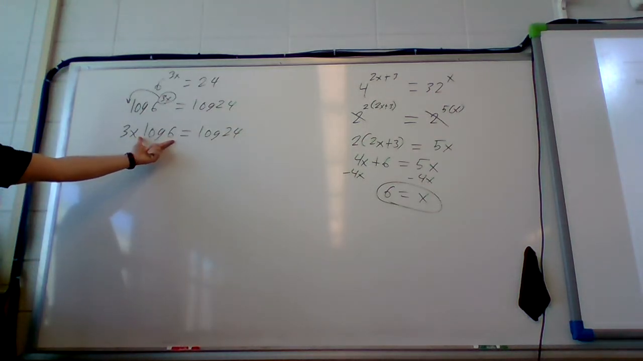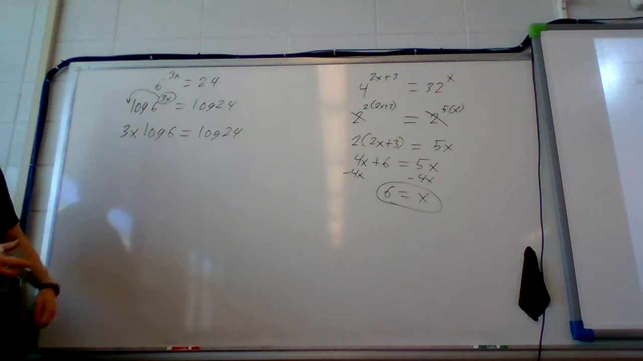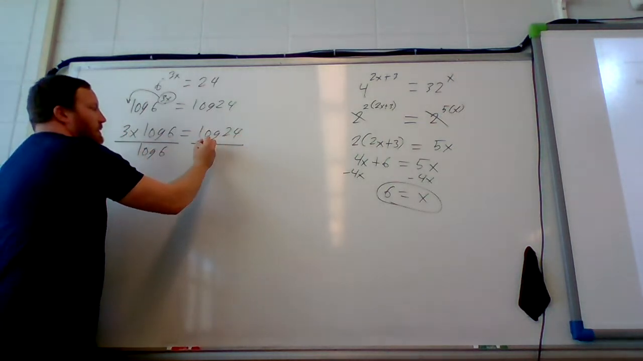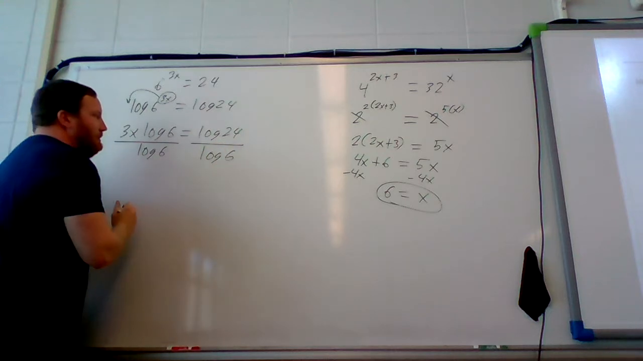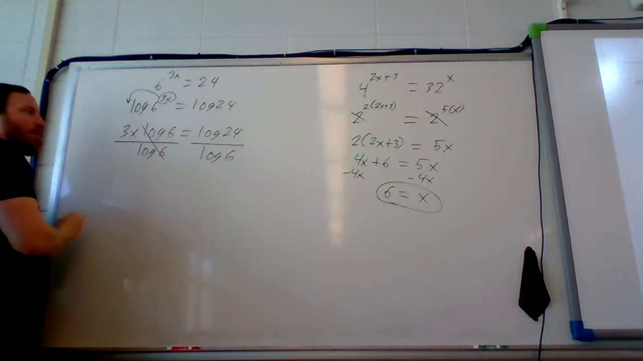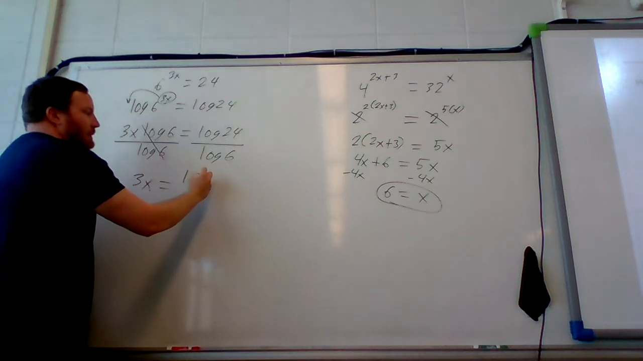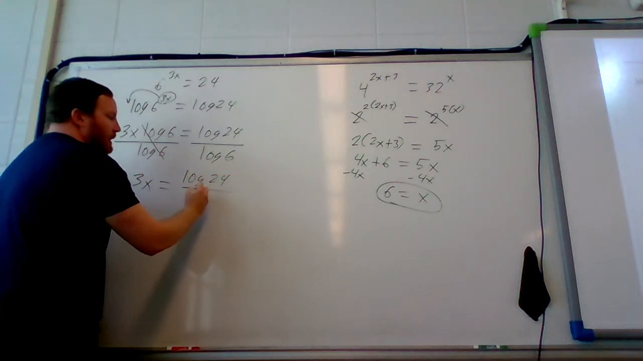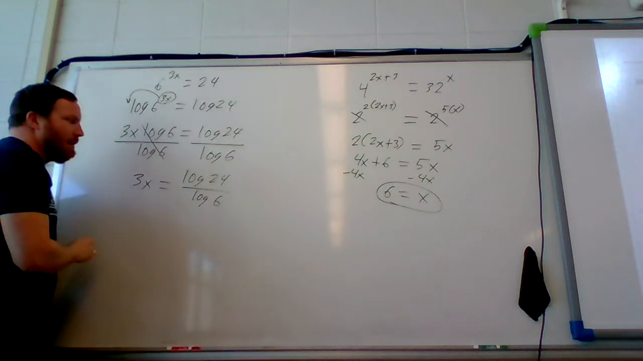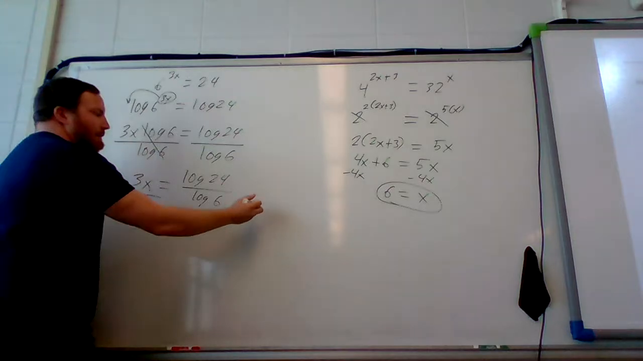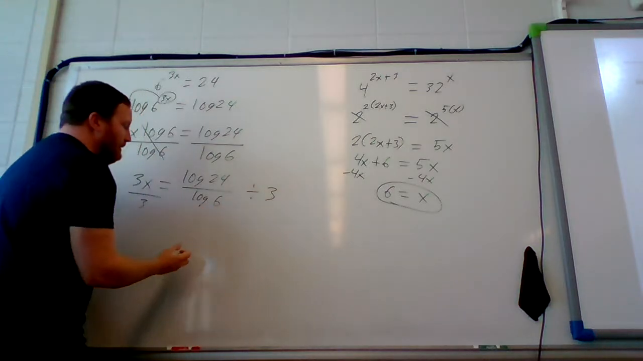We want to get rid of this logarithm on this side. So we're going to divide by the log of 6. Do it on the other side as well. So that cancels those out. That leaves us with 3x equals log of 24 over log of 6. Again, we're still solving for x, so we'll divide those by 3. I'm just going to throw it out here to the side.